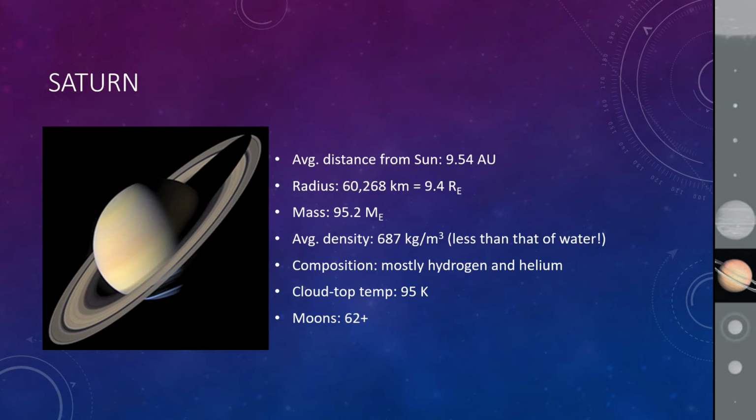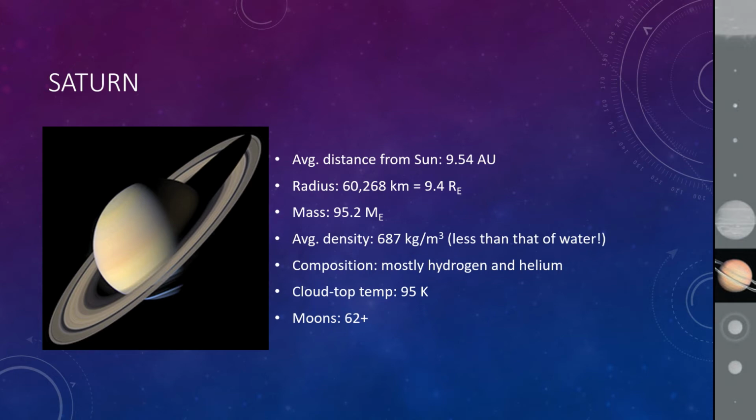Next in line is Saturn. The journey from Jupiter to Saturn is a long one. Saturn orbits nearly twice as far from the Sun as Jupiter. Saturn, which is the second largest planet in our solar system, is only slightly smaller than Jupiter in diameter, but its lower density makes it considerably less massive, about 1/3 the mass of Jupiter.